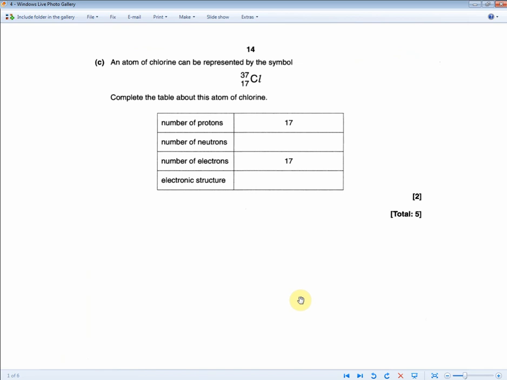So if we go back to the exam question, there are 17 electrons, so the first number will be 2, the second number will be 8, giving you a total of 10 electrons. And then how many electrons are left will be 7. So therefore, what you would write in here is 2, 8, 7. Or more correctly, 2, full stop, 8, full stop, 7. And that will give you the two marks.